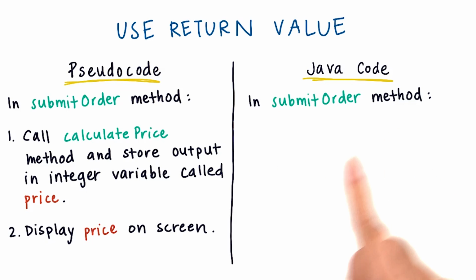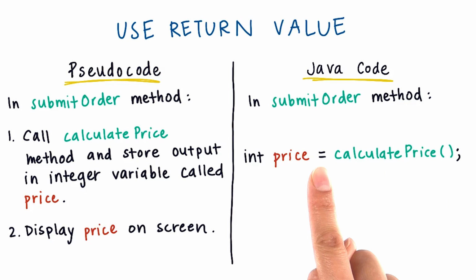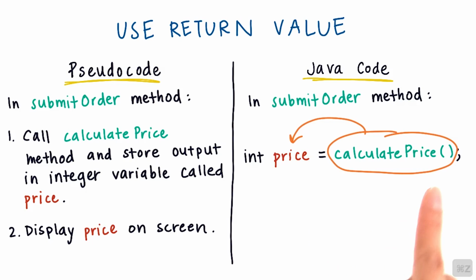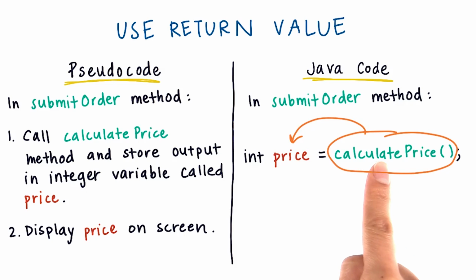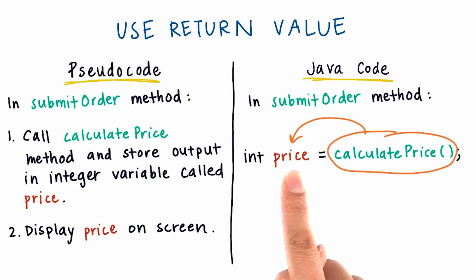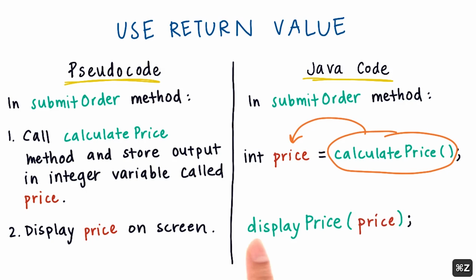In the submit order method, we would add this line of code. Do you remember the assignment operator from lesson 2? Whenever I see this, I evaluate the right-hand side first. The calculate price method returns a single value, which is the order price, and that should get stored inside this local variable called price. Then we can call another method, display price, and the input to that method is going to be the price variable that we just created.